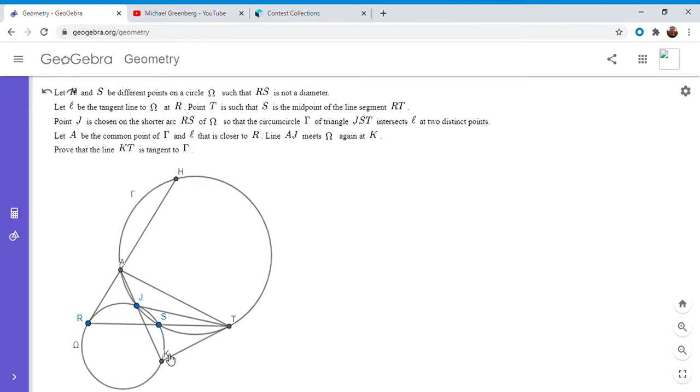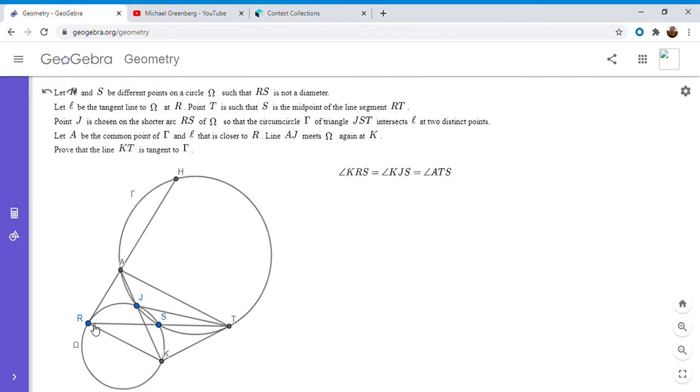Okay, so we want to show that the line KT is tangent to gamma. First, I'm going to do a little bit of an angle chase. This configuration with two circles, some people might just recognize that RK has to be parallel to AT. It's not that obvious, but it's a short angle chase, so I'm going to show you. Angle KRS is equal to angle KJS, and since AJST is cyclic, KJS is the exterior angle of angle AJS, and so it has to equal angle ATS. So if KRS is equal to ATS, that would mean that AT is parallel to RK, but for this problem we don't even need that they're parallel. We just need that these two angles are equal.